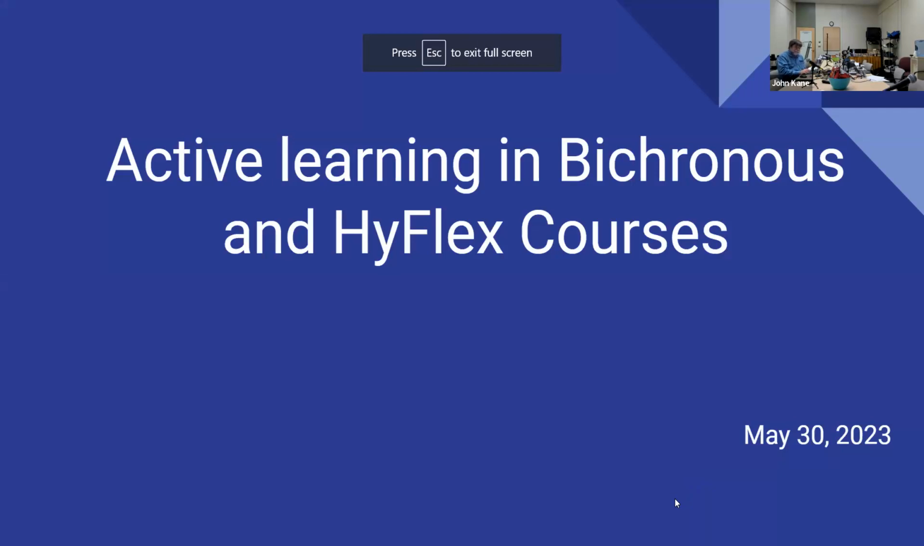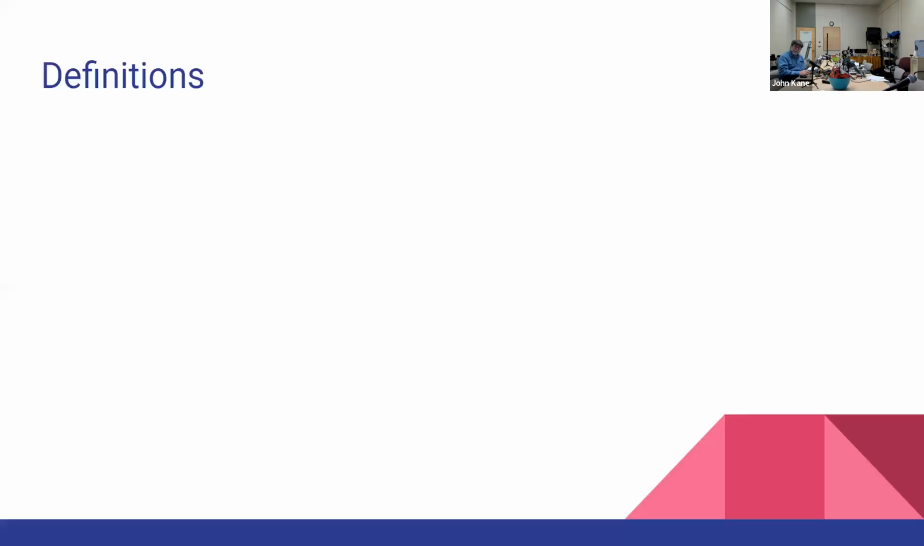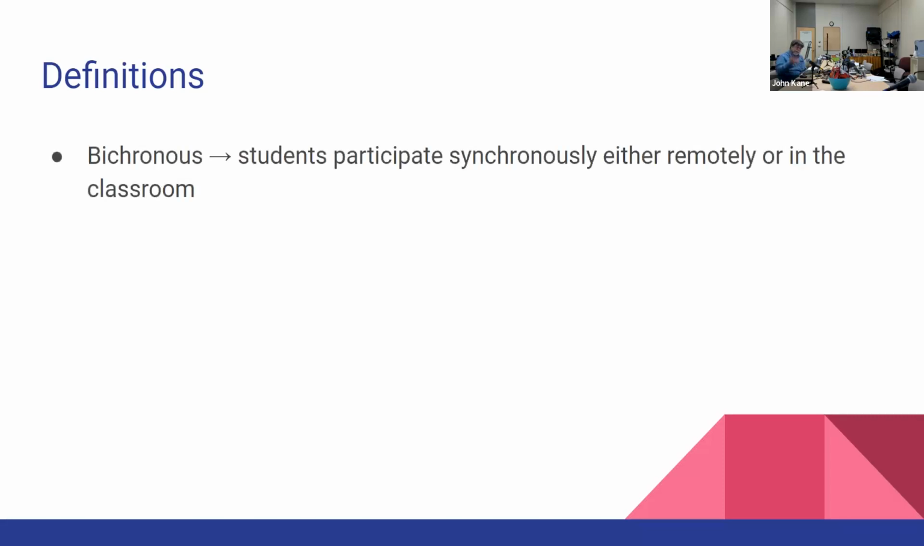So this is a relatively short presentation to talk a little bit about how we can engage in active learning when we're either in a bichronous or a HyFlex mode, because both of those types of teaching have become much more common. Just to get the terms consistent, at least. This term is not all that common, but it's probably the simplest description of what happens when you have some students in person and some students remote.